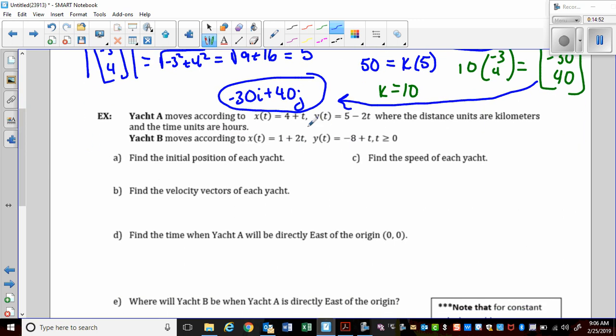A yacht moves according to this, where the distance units are kilometers and the time is in hours still. Yacht B moves according to this, where time is greater than or equal to 0. Find the initial position of each yacht. So this one's pretty easy. Our initial positions are, for yacht A, 4, 5. And for yacht B, it's going to be 1 and -8.